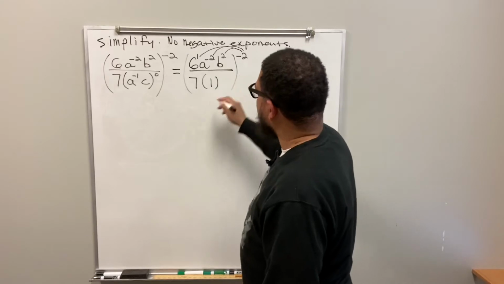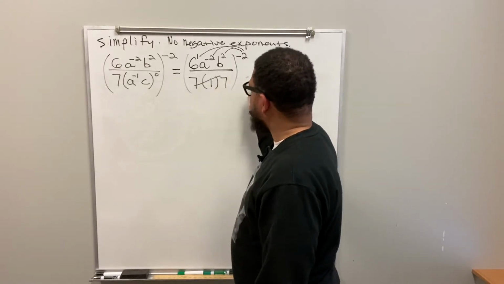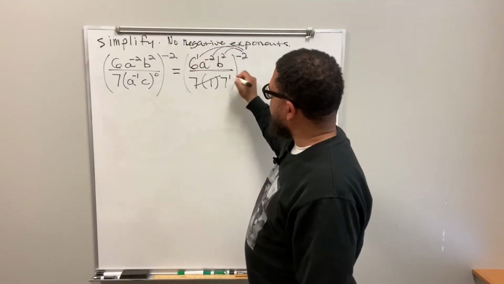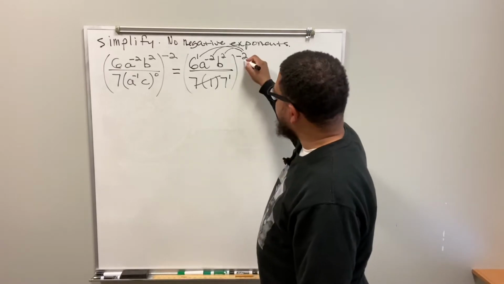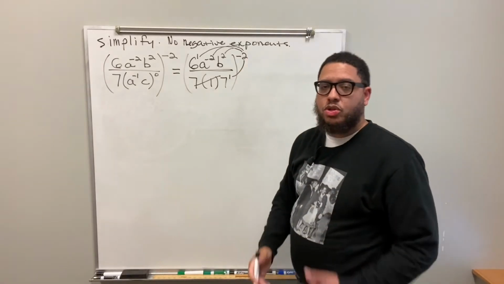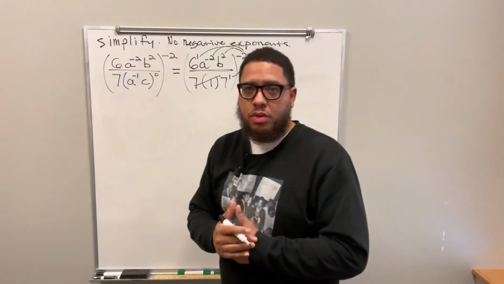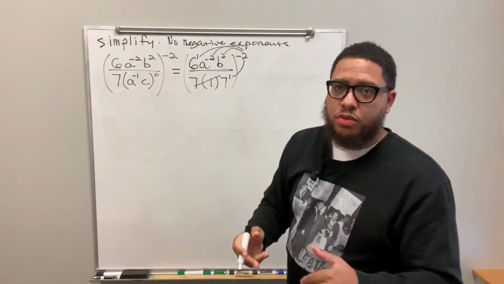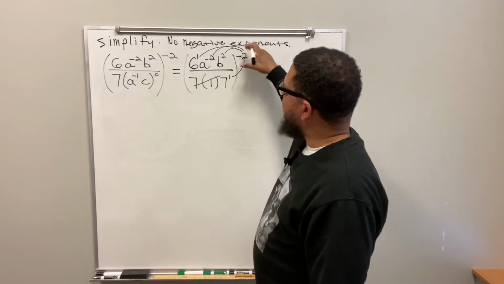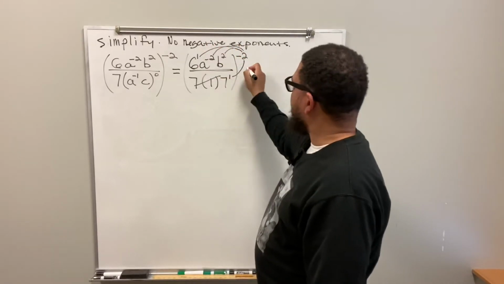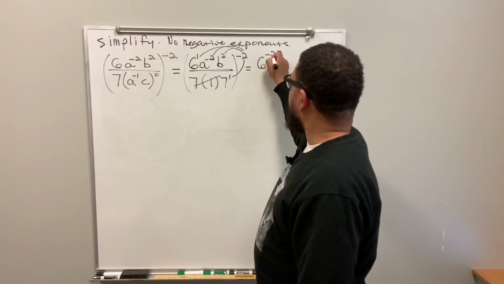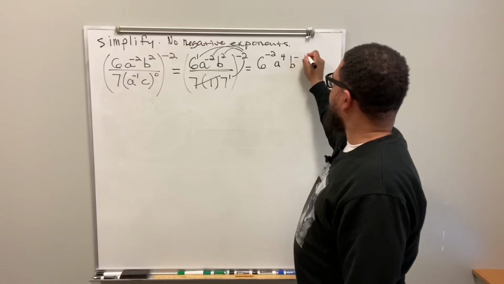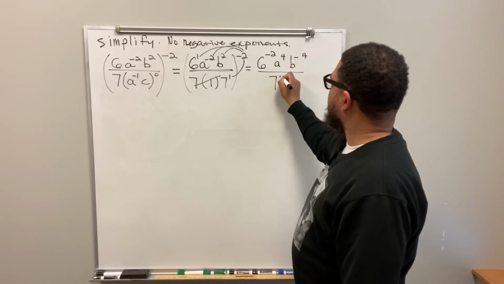Let me rewrite this just as plain 7, because 7 times 1 is 7, right? So similar to how this 6 has an exponent of 1, this 7 has an exponent of 1. So I'm also going to multiply this negative 2 by this positive 1. So again, what I call the distributive exponent rule, your textbook might call it something different, and that's cool too, just as long as you know what you're doing. With the distributive exponent rule, I multiply the outside exponent by every exponent inside. And then this is what I get. So now I got 6 to the negative 2 power, a to the positive 4 power, b to the negative 4 power, and 7 to the negative 2 power.